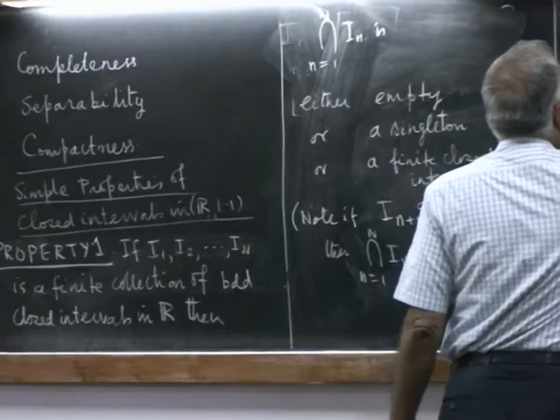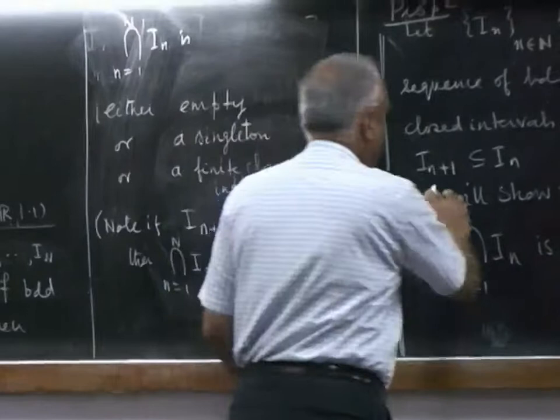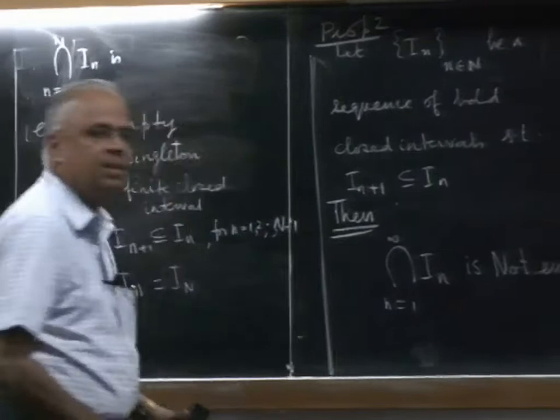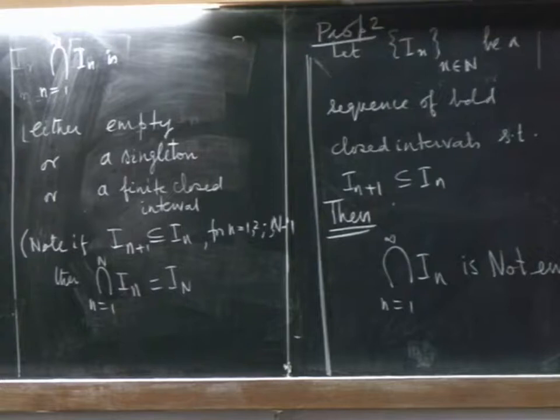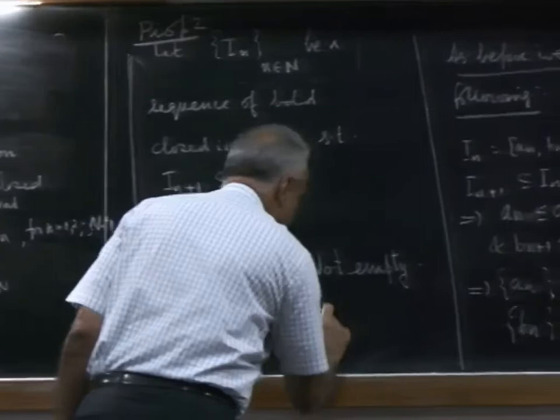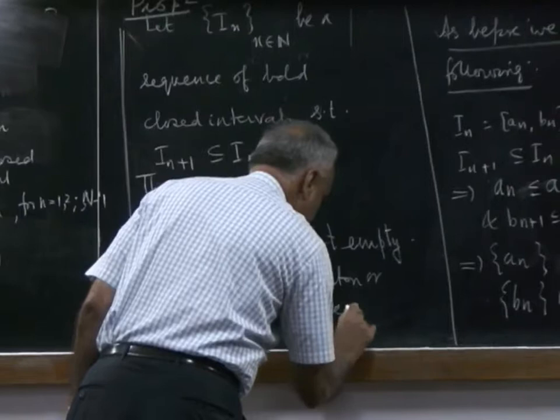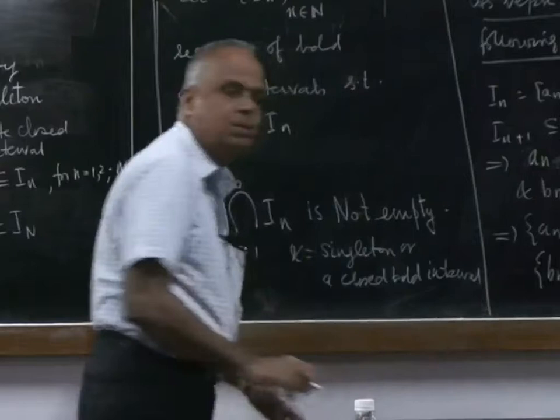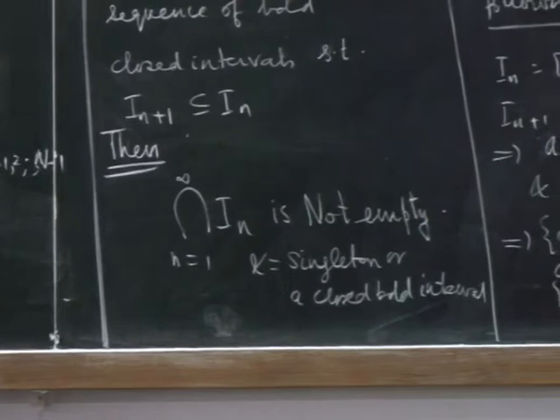If you have a sequence of bounded closed intervals, then now we can write that the intersection of IN is non-empty. In fact, it is a singleton or a closed bounded interval. In fact, you can interpret a singleton also as a closed bounded interval, [A, A]. Okay.